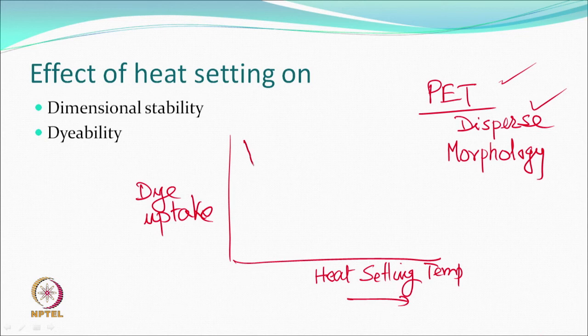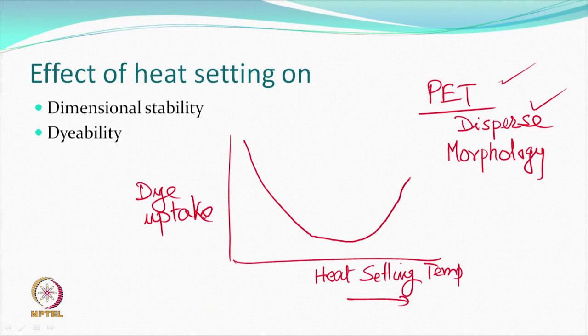Will it increase by heat setting temperature or decrease? So, we expect it to decrease. If more and more crystallization takes place, the percentage crystallinity in a fiber increases, then we can expect the dye uptake to go down compared to without heat set, let us say a fabric or a yarn. After that what happens? Well, one notices that the uptake after some time then starts increasing.